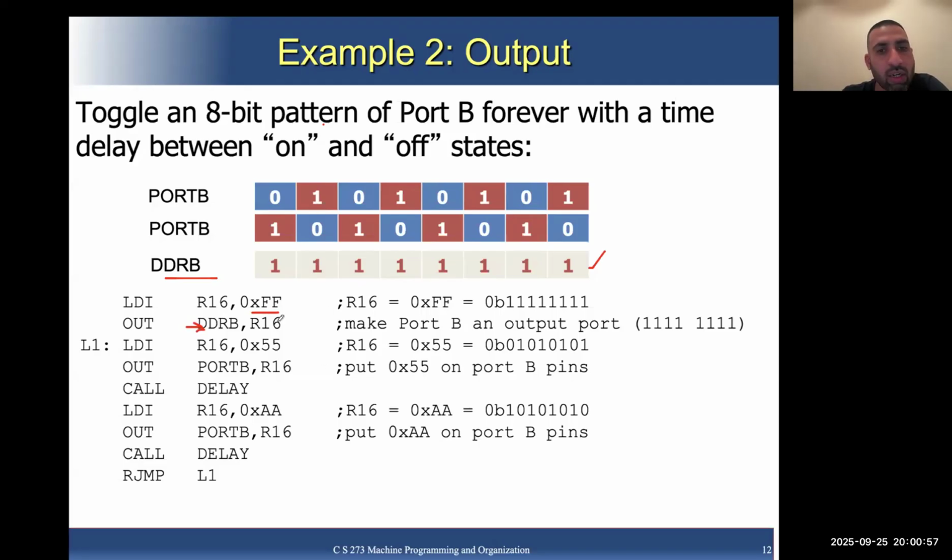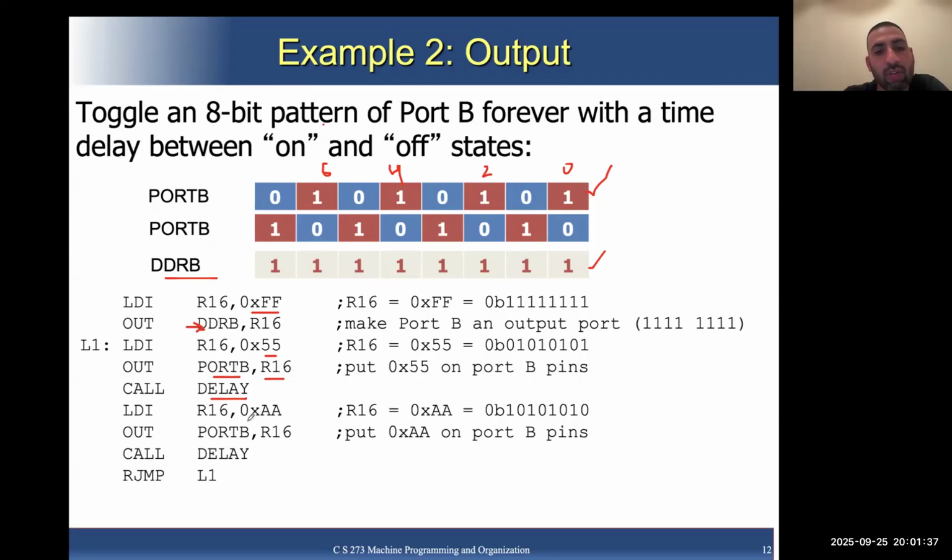And then we are loading 0x55, which is the hexadecimal form of the first bit pattern, into R16, and then we write R16 to port B. So now, if we have 8 LEDs connected, LEDs 0, 2, 4 and 6 will be switched on. Then we are putting some delay by calling a delay function, which is not written here, but we assume we already have the code for that function.